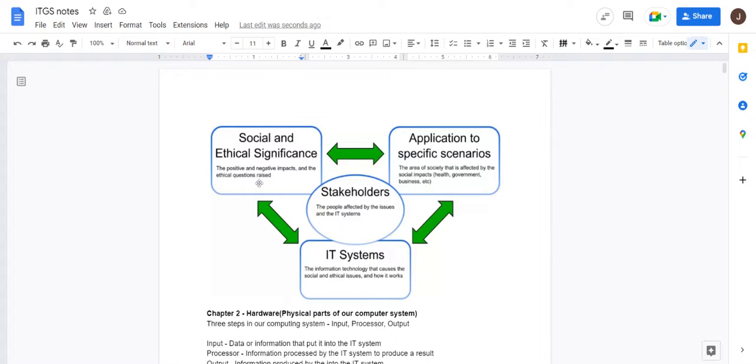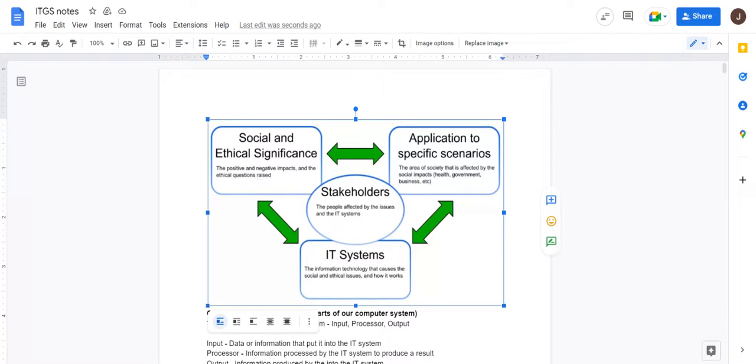This is the main graph that we are going to use frequently in the entire ITGS. It is called the ITGS triangle. Basically, it has three strands, which is just three parts, right? But ITGS loves to give fancy names. We all know that. The first part is called social and ethical significance, which is the positive and negative impact that the computer raised.